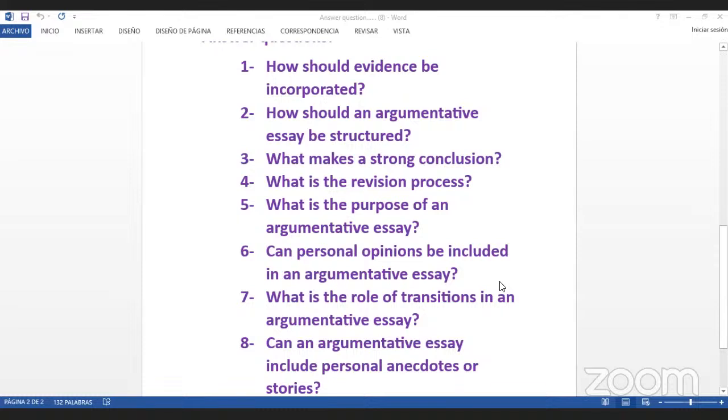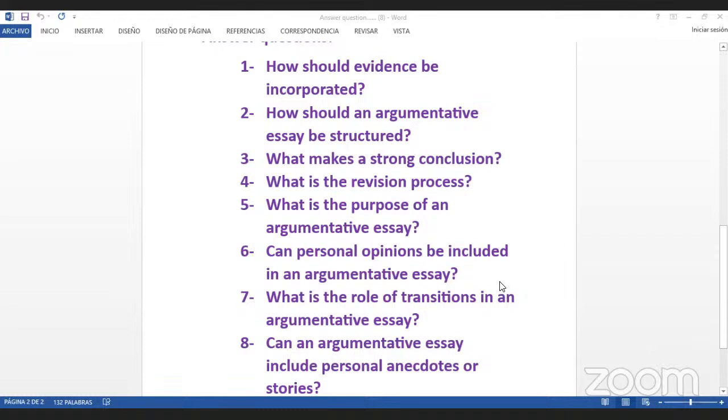So then refute those counter arguments with evidence and reasoning. And the last one, the conclusion. The conclusion should restate the thesis statement, summarize the main arguments, and provide a strong closing statement or call to action.